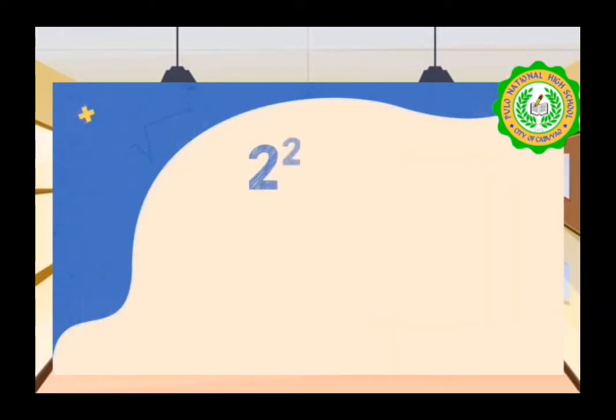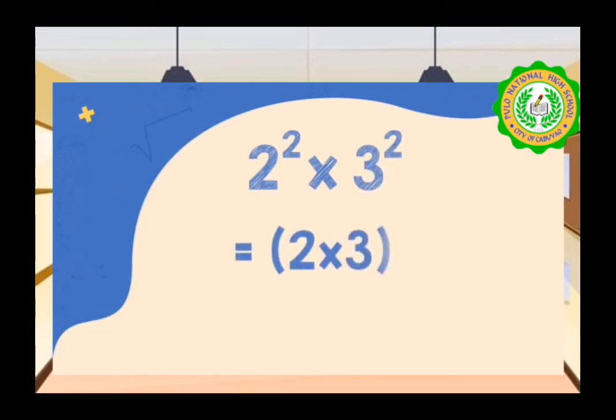2 raised to the power of 2 multiplied by 3 raised to the power of 2 is just equal to 2 times 3 raised to the power of 2. Therefore, the equation will become 6 raised to the power of 2, which means that 6 will be multiplied 2 times. So the answer is 36.